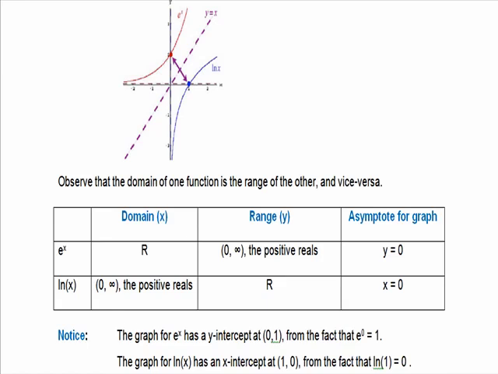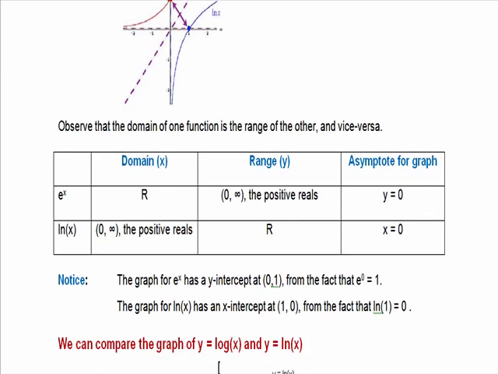As I mentioned before when we were looking at the graph, e to the x has a y-intercept of (0, 1), and that really comes from the fact that e to the 0 equals 1. But the graph of natural log of x is going to have an x-intercept, and that's going to be at (1, 0), and that comes from the fact that natural log of 1 equals 0. And so e to the x has the point (0, 1), natural log has the point (1, 0).